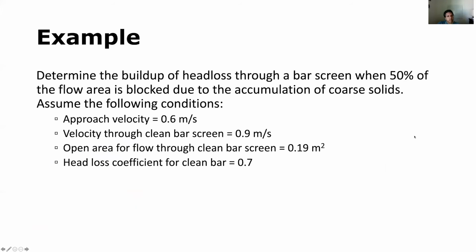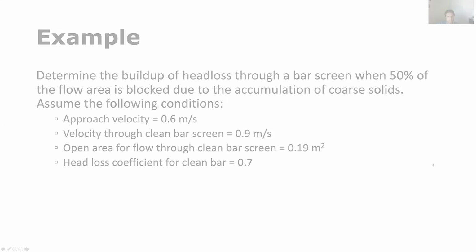So let's do an example problem. Determine the buildup of head loss through a bar screen when 50% of the flow area is blocked due to the accumulation of coarse solids. So let's assume the following conditions: that we have an approach velocity of 0.6 meters per second. The velocity through the clean bar screen is 0.9 meters per second. The open area for flow through the clean bar screen would be 0.19 square meters. And we can use a head loss coefficient of 0.7 for the clean bar.